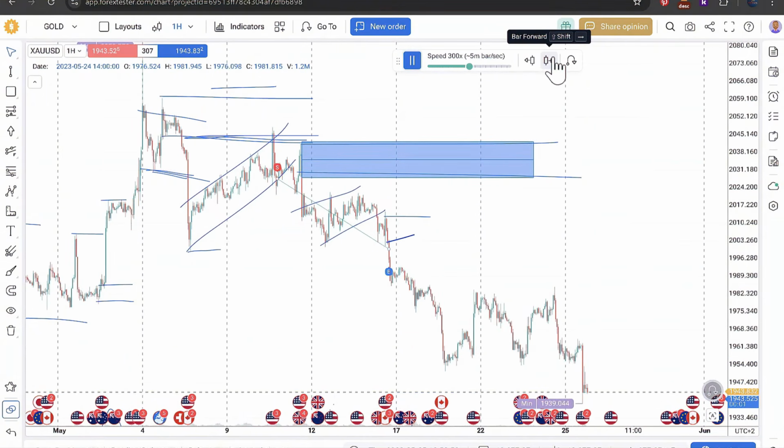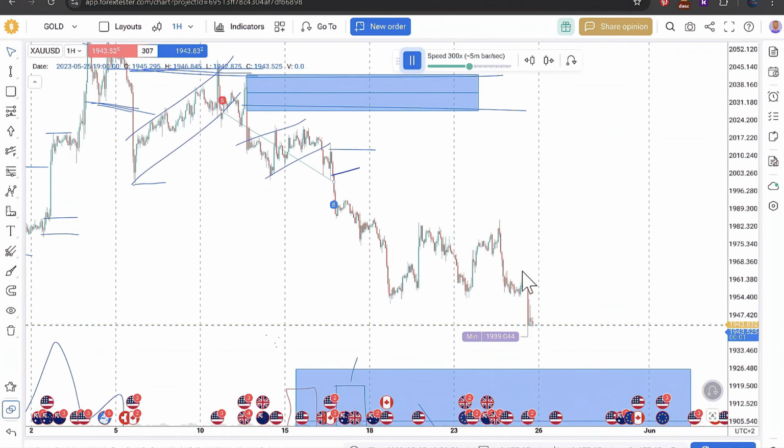So let's see what happens in this area, right? Price takes out this liquidity in this area. Most of you are making a mistake of thinking that this is your order block in this particular zone. So this is not your order block.